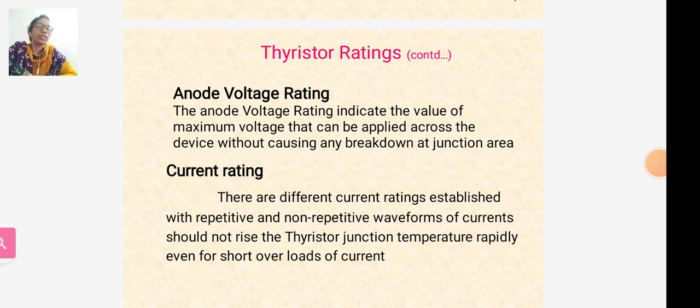The anode voltage rating indicates the value of maximum voltage that can be applied across the device without causing any breakdown at the junction area. In this, the anode voltage rating has a few terms: the peak working forward blocking voltage, and the peak repetitive forward blocking voltage.